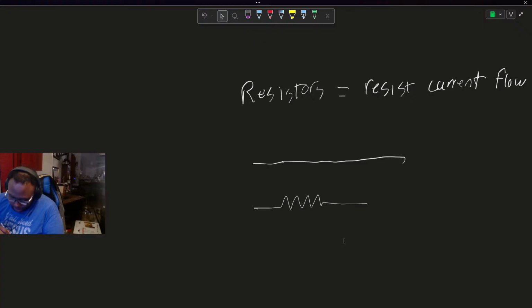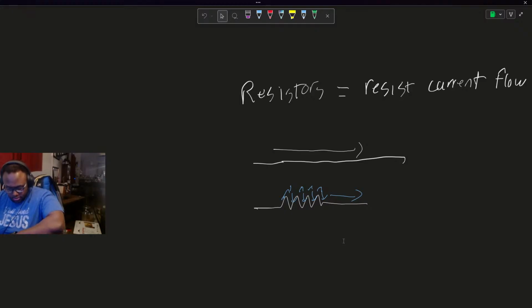Same length of wire, but there's a bunch of squiggles in it, so that instead of the current going straight through, it has to go up, and then back down, and then up, and then down, and then up, and then down, and then it can go forward. I would hope a resistor makes it harder for the electrons to travel through to their destination. So since that is the case, we use resistors to make circuits safer, so they don't just explode, by reducing the current flow.